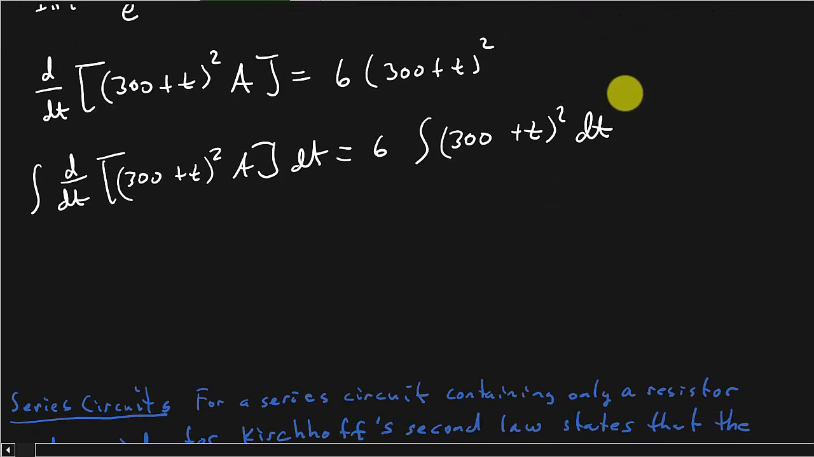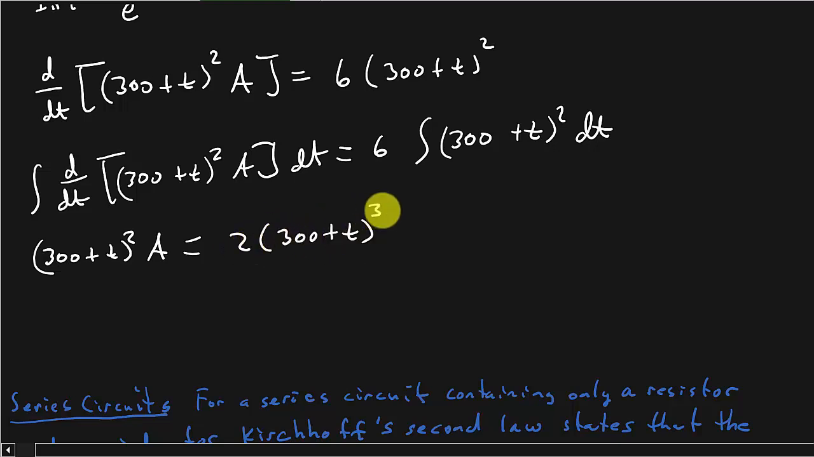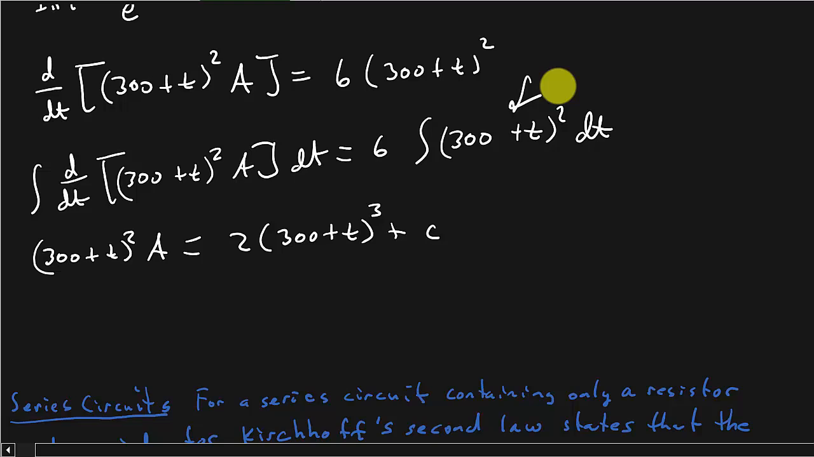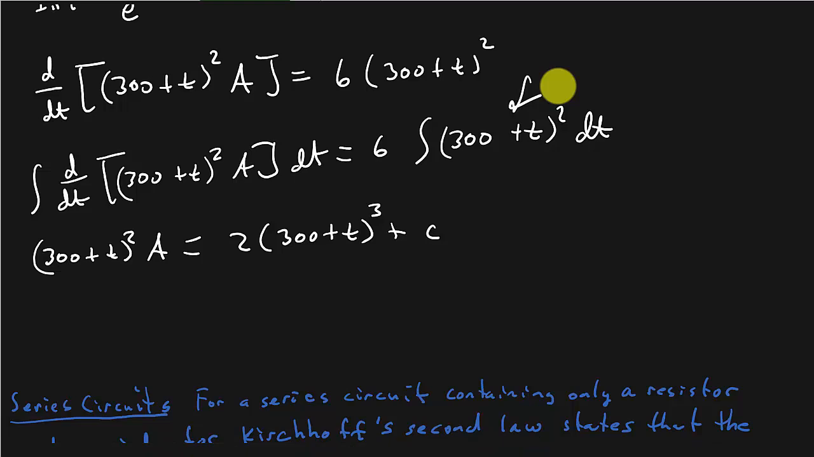Oh, I'm running out of room. We may have to go back and erase some of this stuff. All right, so we're going to get (300 plus t) squared A is equal to, what are we going to get here? 2 times (300 plus t) cubed, plus c. And so, basic u substitution there. I have confidence in everybody that they can do that.